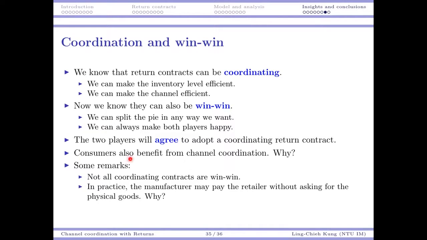And also the consumer can benefit from channel coordination. Why? Basically, the consumers only care about one thing, which is the inventory level. Because the retail price has been fixed, the consumer just wants the channel to offer as much quantity as possible. The consumers prefer a higher quantity. So under the coordinating contract, the inventory level is Q_T star, and we know it is greater than Q star under the wholesale price contract.